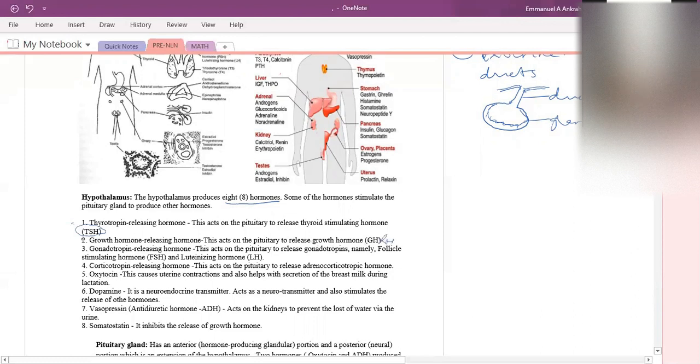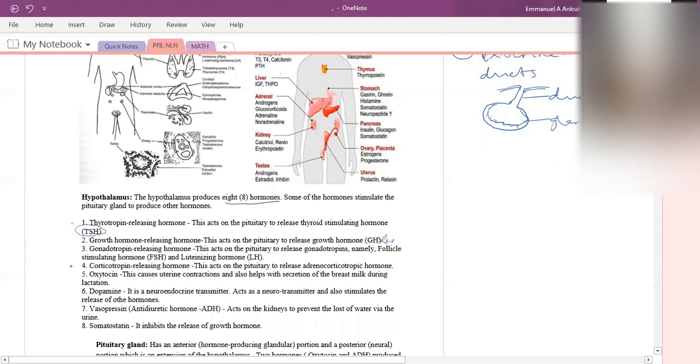Releasing hormone. They have gonadotropin releasing hormone. This acts on the pituitary gland to release gonadotropins. And gonadotropins are the follicle stimulating hormone, FSH, and the luteinizing hormone, LH. Those are the two hormones that stimulate the pituitary to release. We'll talk about them shortly.